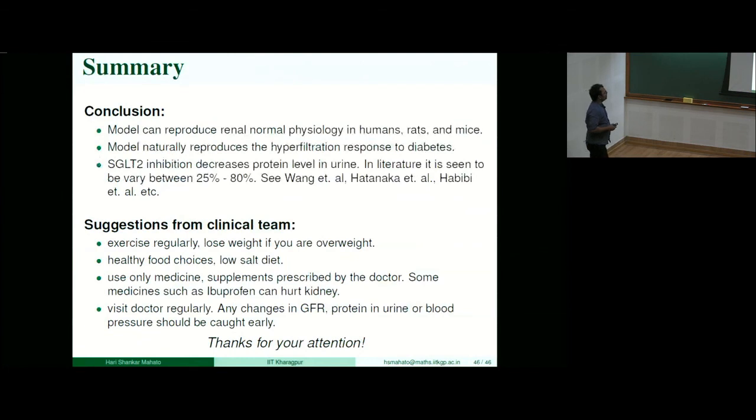And to conclude this second model, our model can predict the physiological changes in humans if we have diabetes. And some suggestions were from the clinical team, which you hear all the time from the doctors, from relatives, from your well-wishers: exercise regularly, lose weight, healthy food choices, low salt diet, don't eat a lot of medicines.